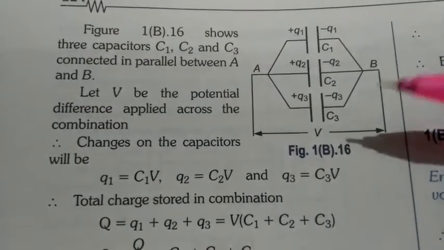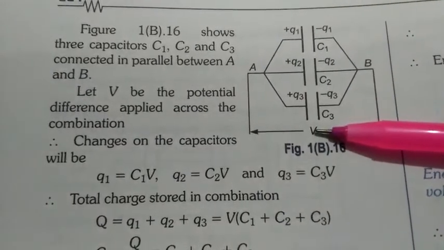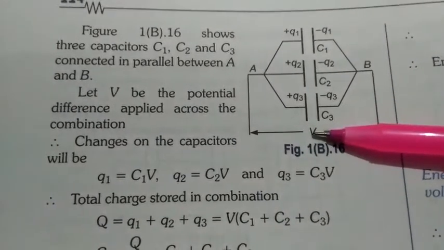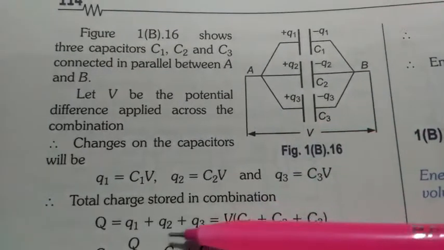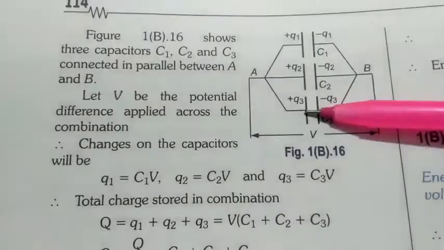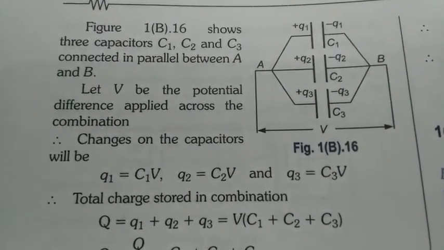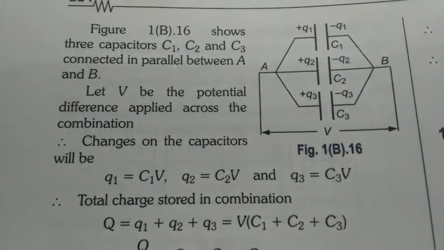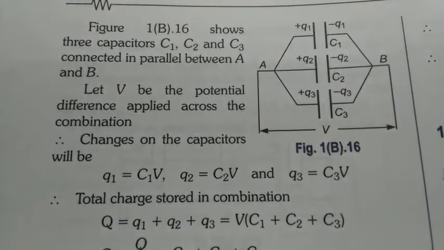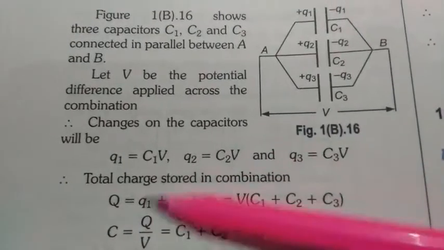In the previous combination, the voltage was different, so we derived the individual voltages and then found the total voltage. But here the charges are different, so we will derive the value of the different charges and then find the total charge in the combination. Okay, so here you can see the formula.